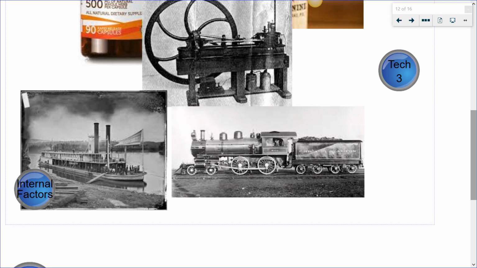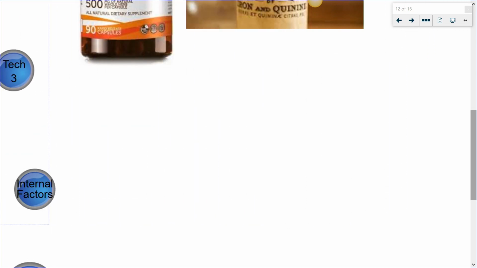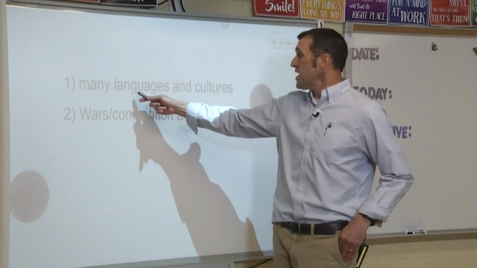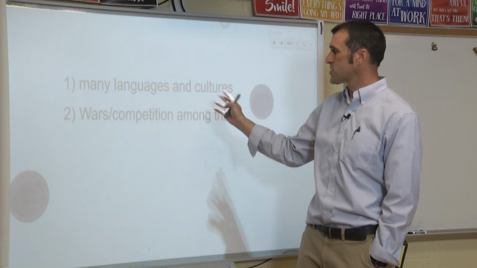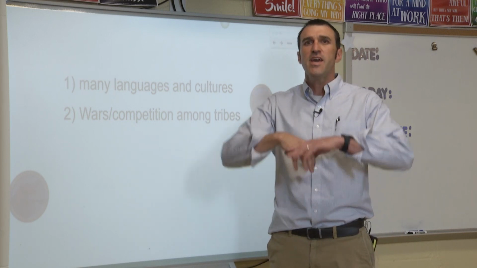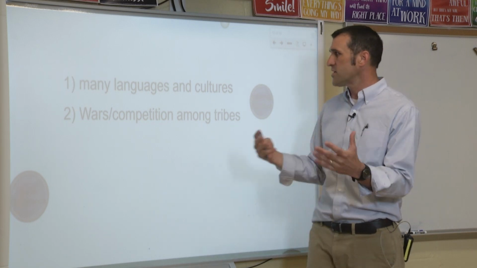There were also some internal factors within Africa that led to imperialism. You may not have been able to see it on the map that I showed earlier, but there were many languages and cultures. See, Africa isn't just one thing, right? There's hundreds and hundreds of different languages, hundreds of different tribes and different cultures.